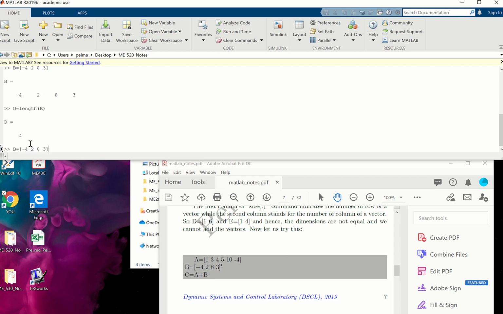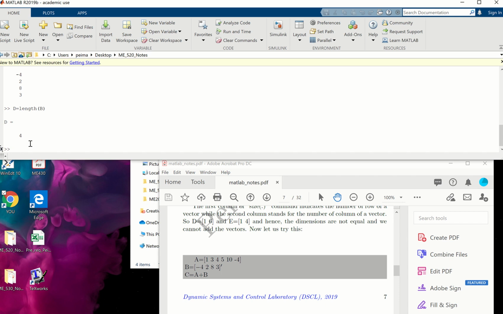Now if I make B a column, and I say length of B, it's going to count the number of rows. So length is a very good tool that gives you the number of columns or rows of a vector. I'm talking about a vector still, not about a matrix. That's right. A vector is a subset of a matrix.